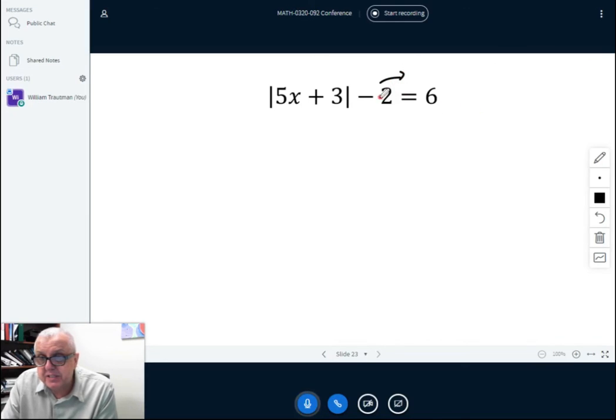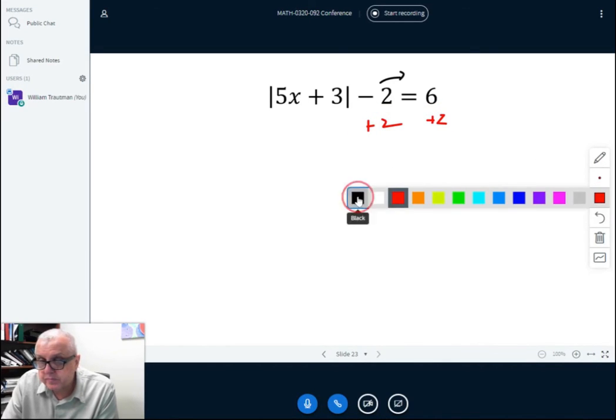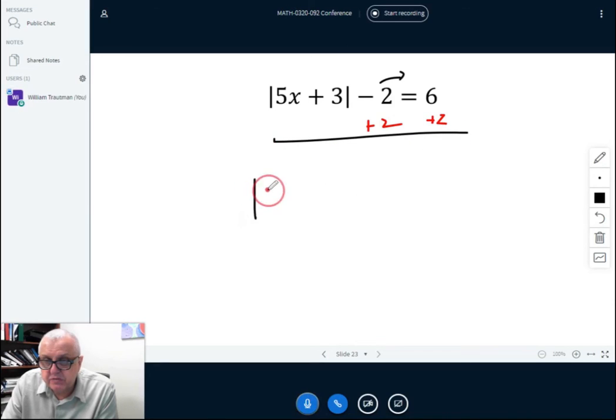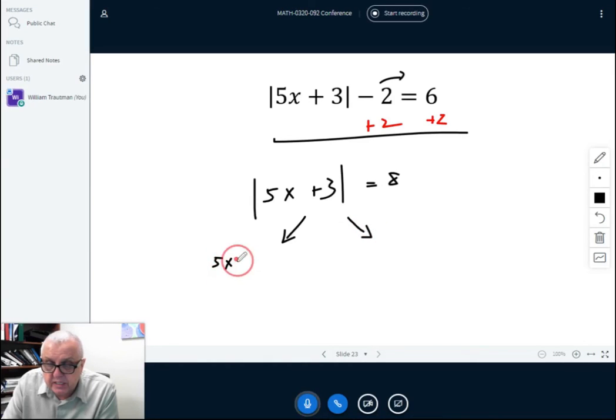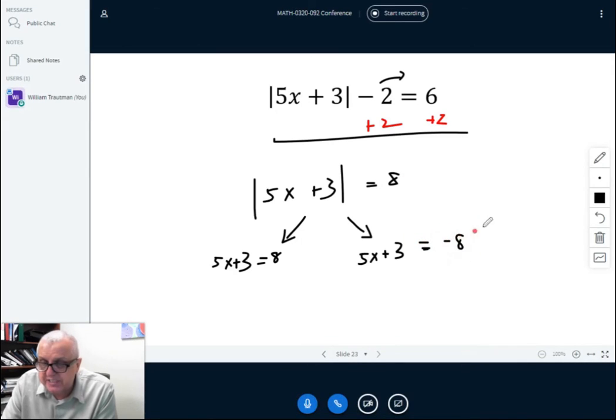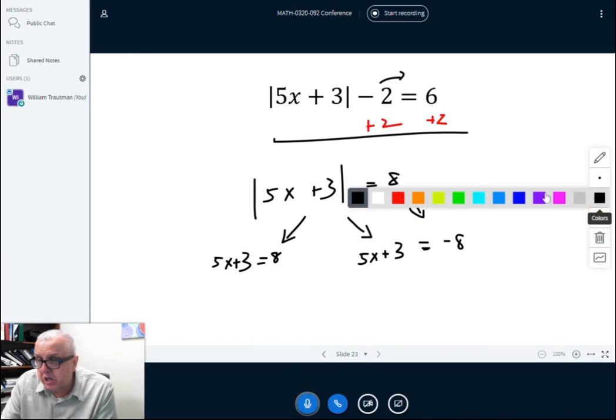Let's get the minus 2 to the other side. You want to get the absolute value by itself. It's a minus 2, so we're going to add 2 to both sides. And we're left with the absolute value of 5x plus 3 equals 8. When we have an absolute value equals a number, you have to split it up into 2 pieces. The first one exactly as you see it without the absolute value. The second one exactly as you see it, except the number without the absolute value changes sign. It was positive, now it's negative. And then we solve for x.